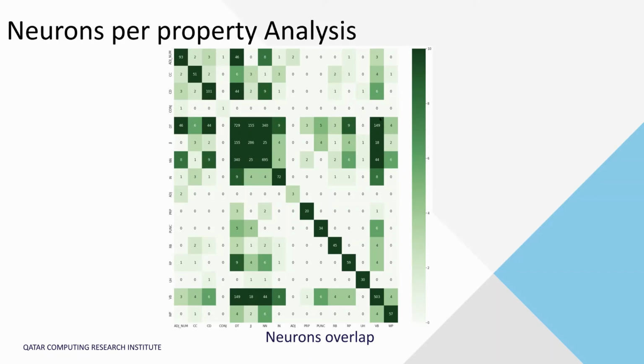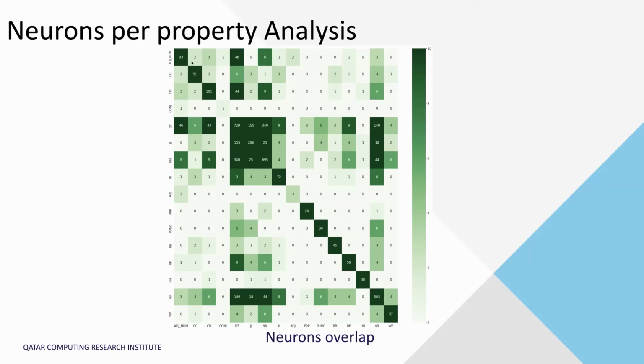There is another group here which is very unique. Probably we'll discuss it later on, which is the relation between determiner and verbs. Although most of the time there is no direct relation, we will see why we have this dark blue, which means there is a significant number of neurons that are shared between these properties, the verb and the determiner, adjective, and nouns.